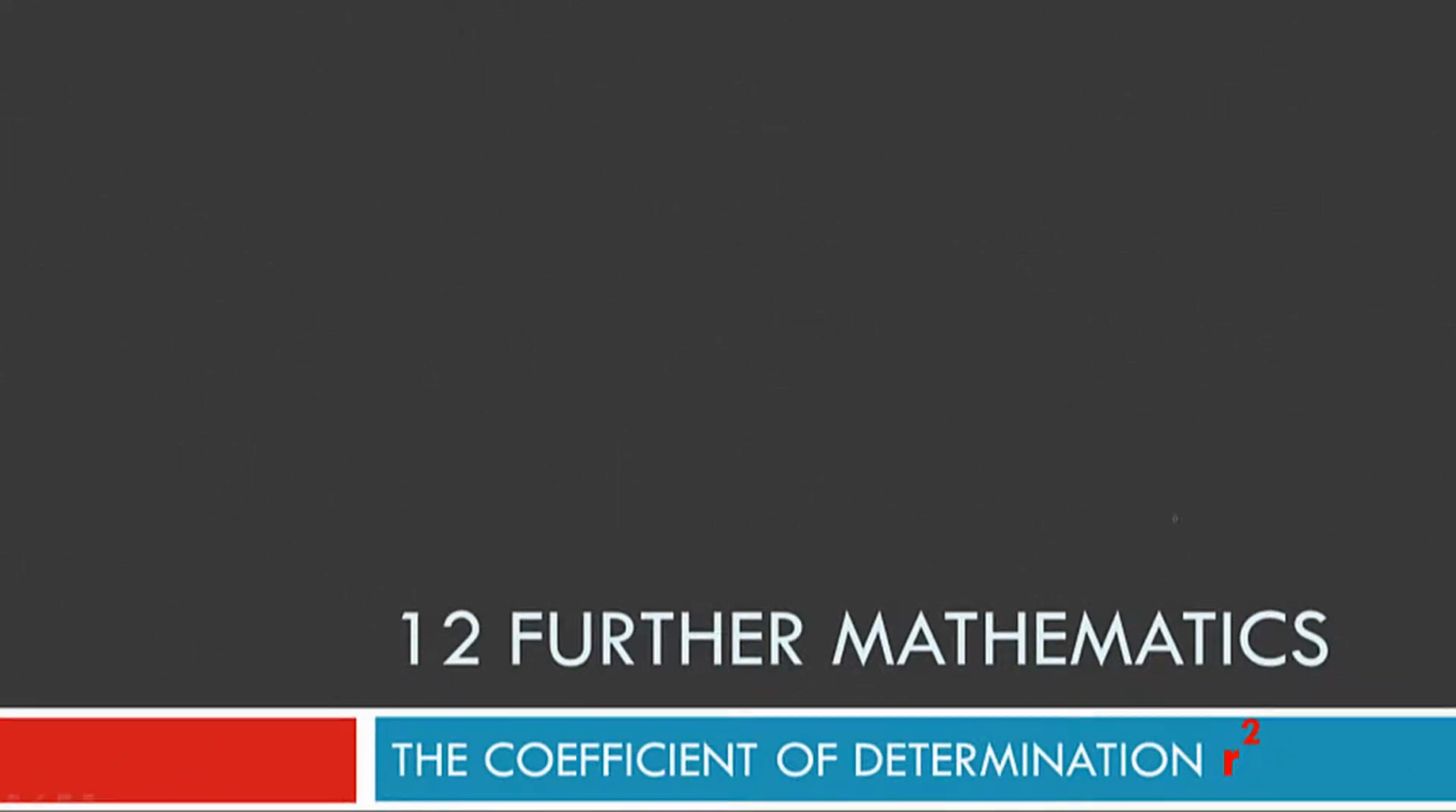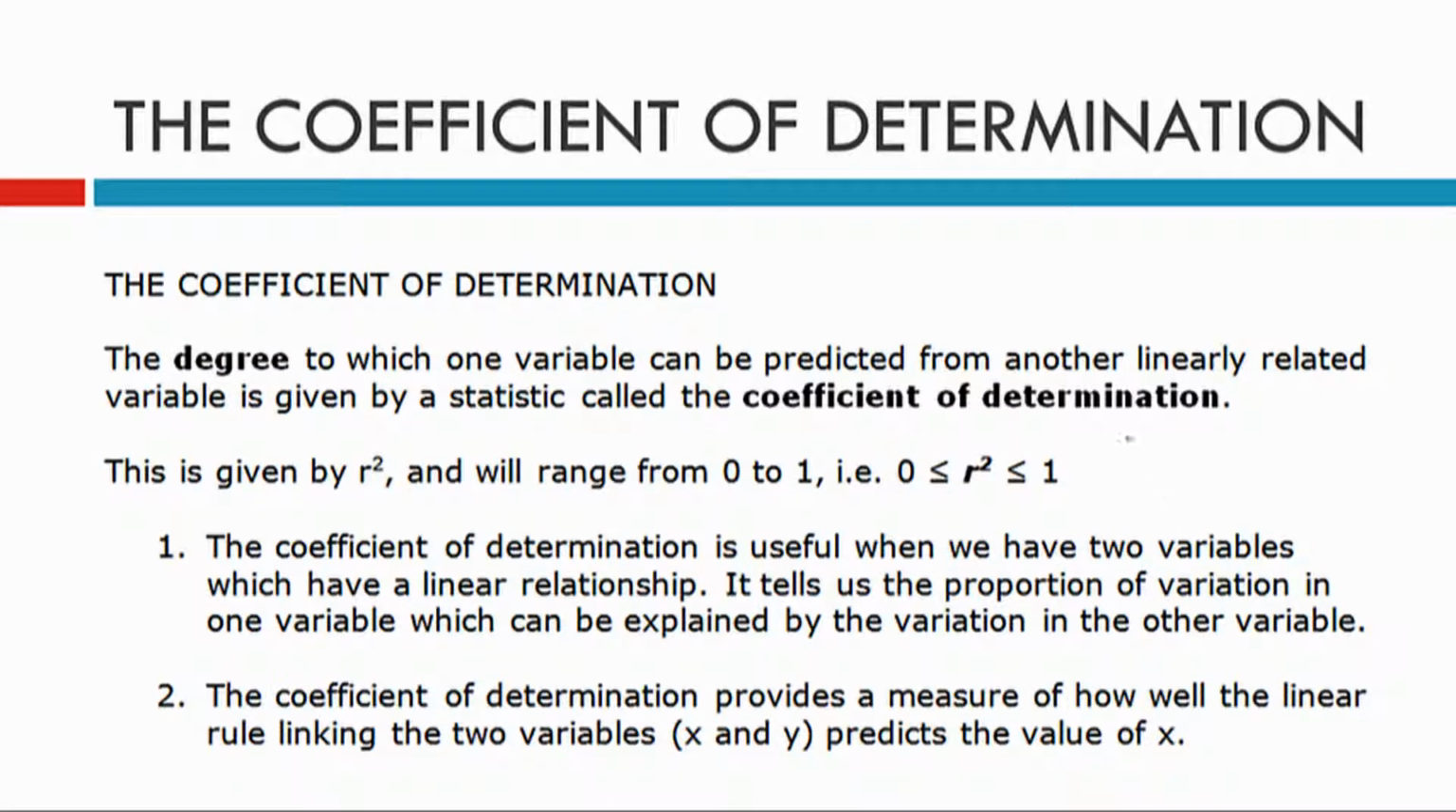Okay guys, coefficient of determination, R squared this time is what we're doing, which is different to the lesson we just did, because that was Pearson's correlation coefficient R. Now, this one tells us the degree to which one variable can be predicted from another linearly related variable. It's called the coefficient of determination. So we're going to get our R and we're going to square it. And of course, when we square it, we always get a positive number.